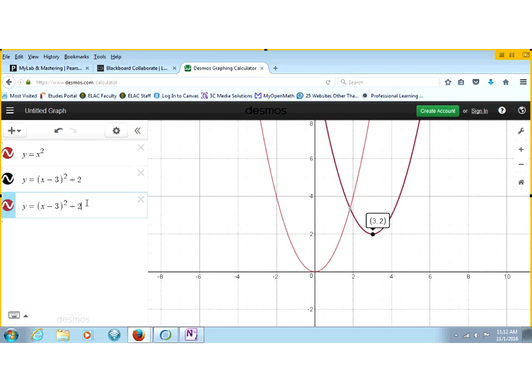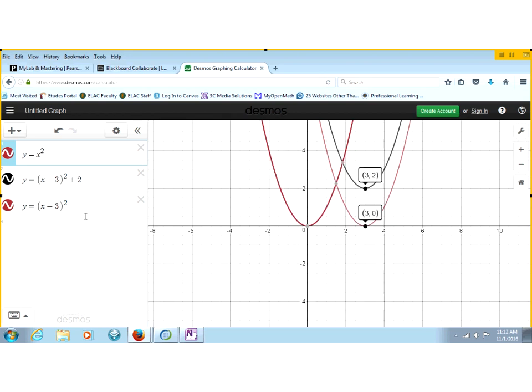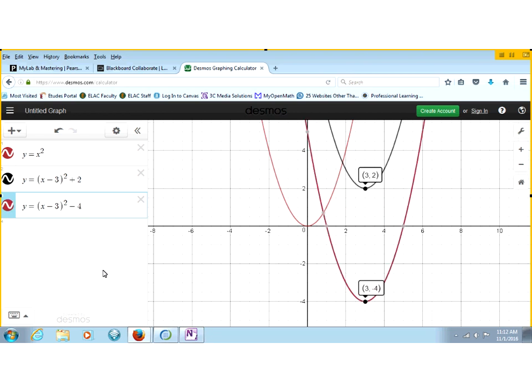Now, the other one, y equals (x minus 3) squared. And then what about the other one? Is it -4? Yes. So what did you predict? Where is the vertex? Down 4 units. So you see this is 0. Same shape. It's just you move it down, you move it up. Are we okay so far?